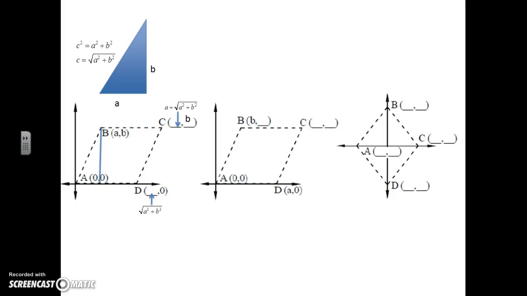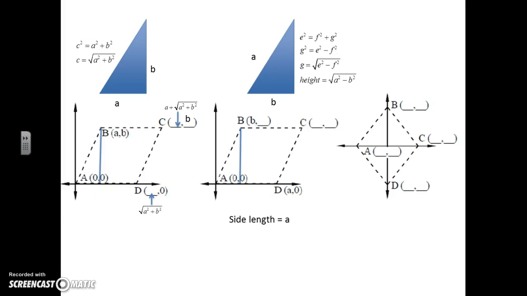Here they give me A is (0, 0), and D is (a, 0). Therefore, I immediately know that each side of this rhombus must have a length of a. Now I'm going to do like I did before and draw on a height. I'm going to redraw up above. I know that the side length is a, so we can put that on the diagonal. I also know that we have gone across b because I know that the x value of point B is b. Now I can use the Pythagorean theorem to find the height.